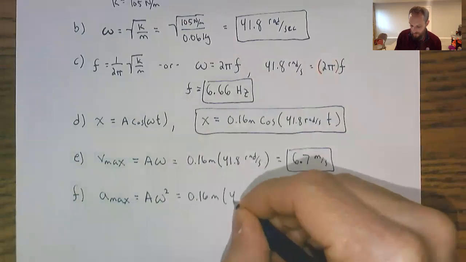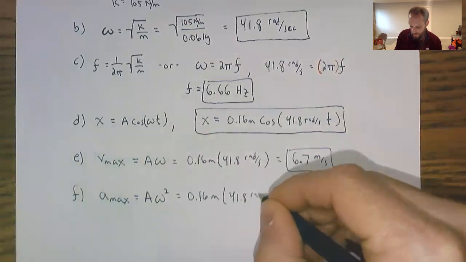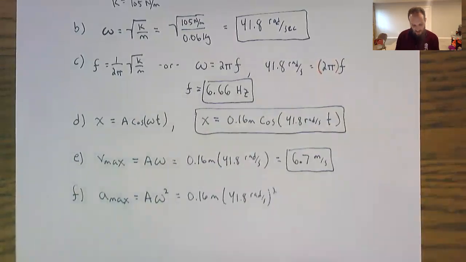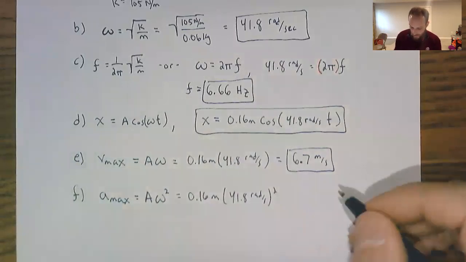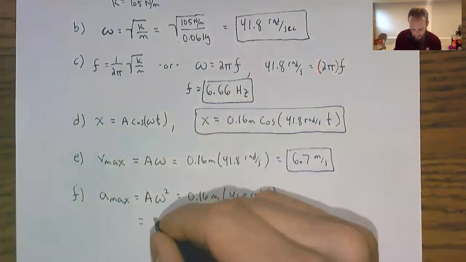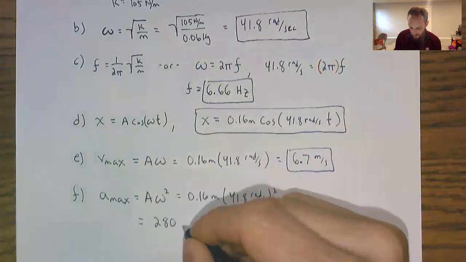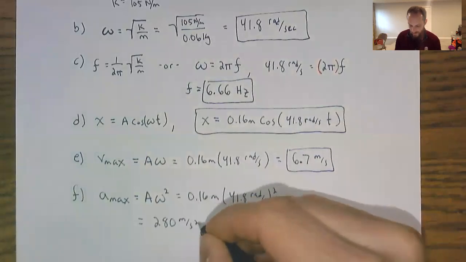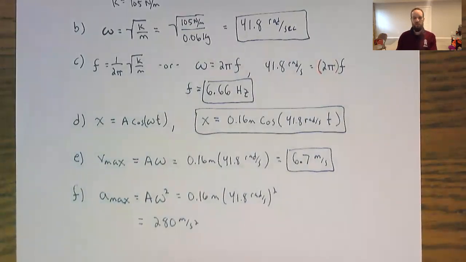So my amplitude and omega, but this time it's squared. And so this thing's going to have a maximum acceleration of, wow, it's a pretty big acceleration, 280 meters per second squared is my biggest acceleration this thing's going to have. It's really going to be accelerating as it jerks back and forth.